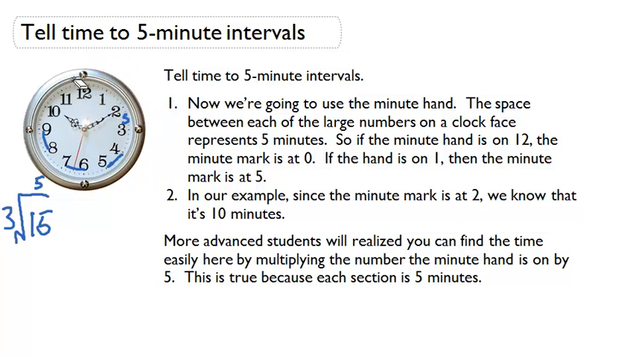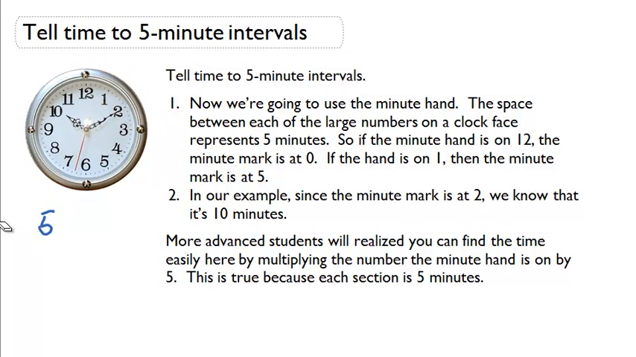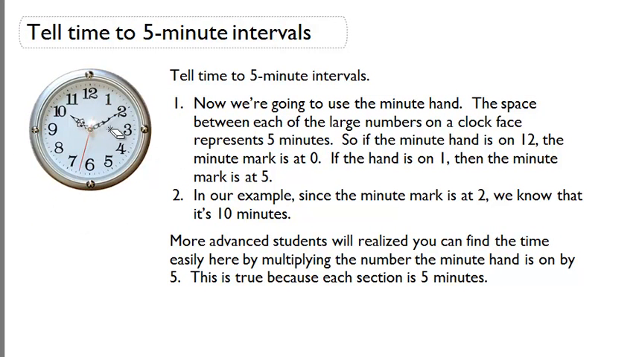So, if that's true, how do we know what time is currently on this clock? Well, that's pretty easy to see. If we remember that 12 is 0, that means from 0 to 1 is 5 minutes. 1 must stand for 5 minutes. And if from 1 to 2 is another 5 minutes, that must be 10 minutes. So it is currently, according to this clock, 10 o'clock plus 10 minutes. It is 10:10.